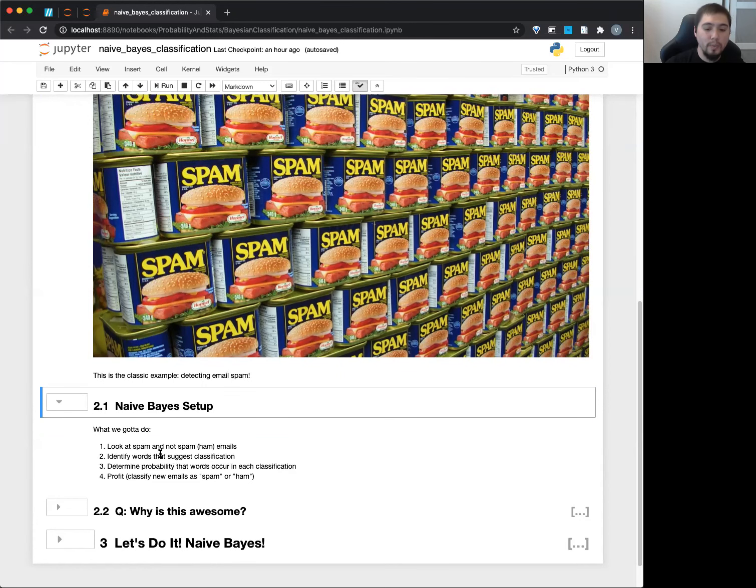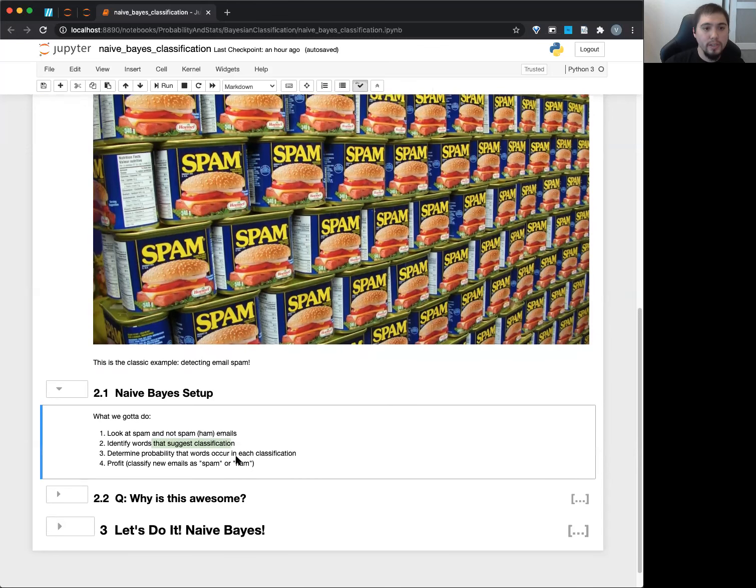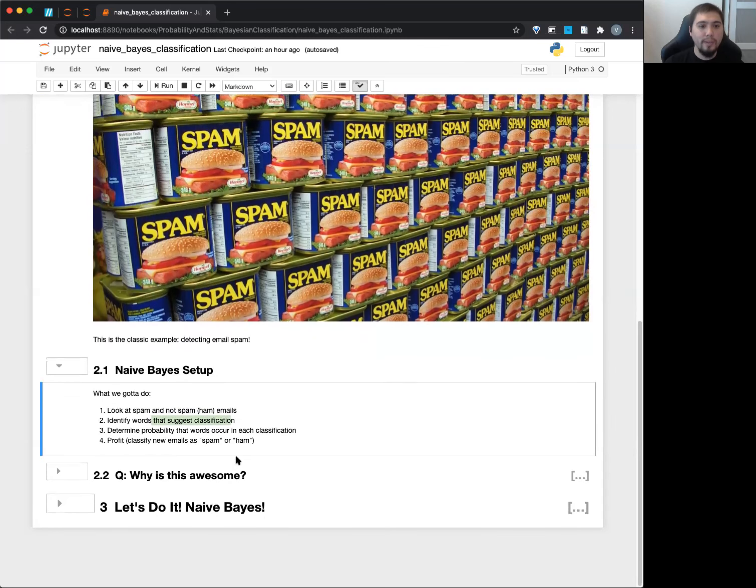We want to identify the words that suggest classification. So the idea there is that we want to identify what words make spam spam. Spam emails have very similar patterns, essentially. And then we're going to determine the probability that words occur in each class.